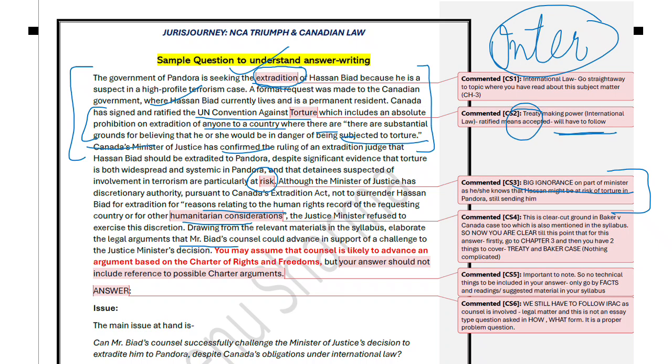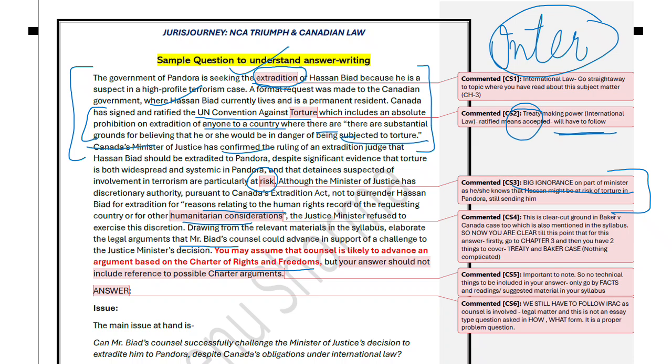Biad's counsel could advance in support of a challenge to the Justice Minister's decision. You may assume that counsel is likely to advance an argument based on the Charter of Rights and Freedoms, but your answer should not include that. So this is important. You will clearly have to provide analysis only based upon the foundations of Canadian law theories. You cannot include constitutional rights here.